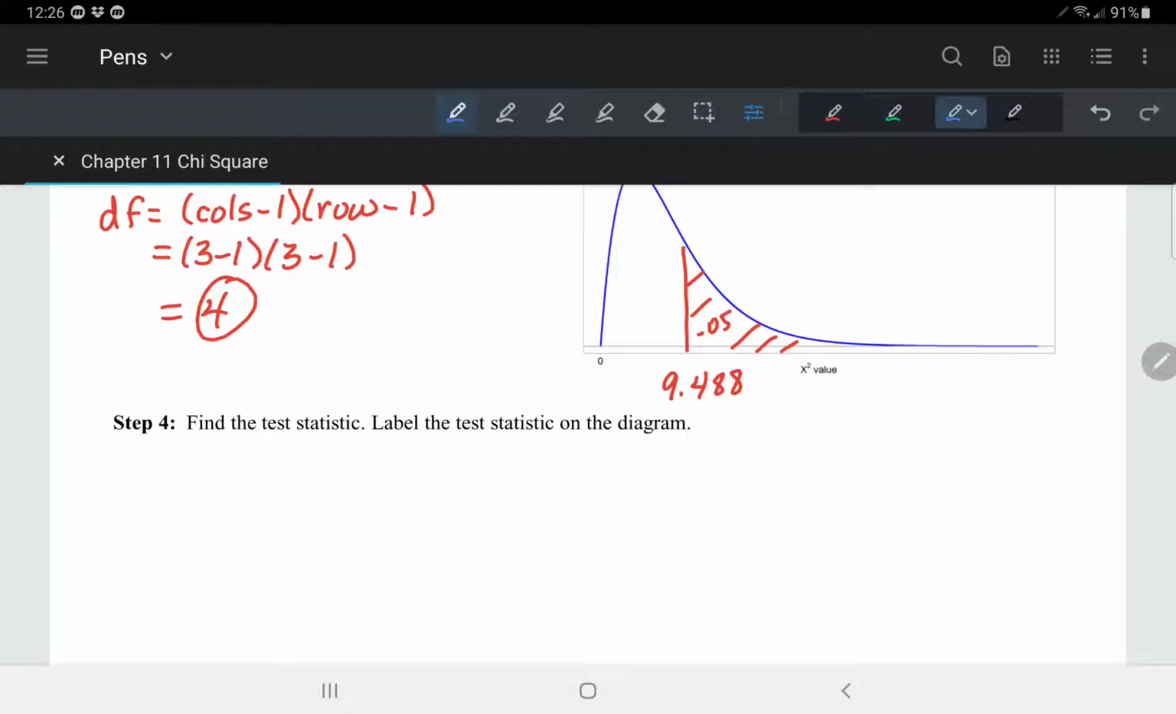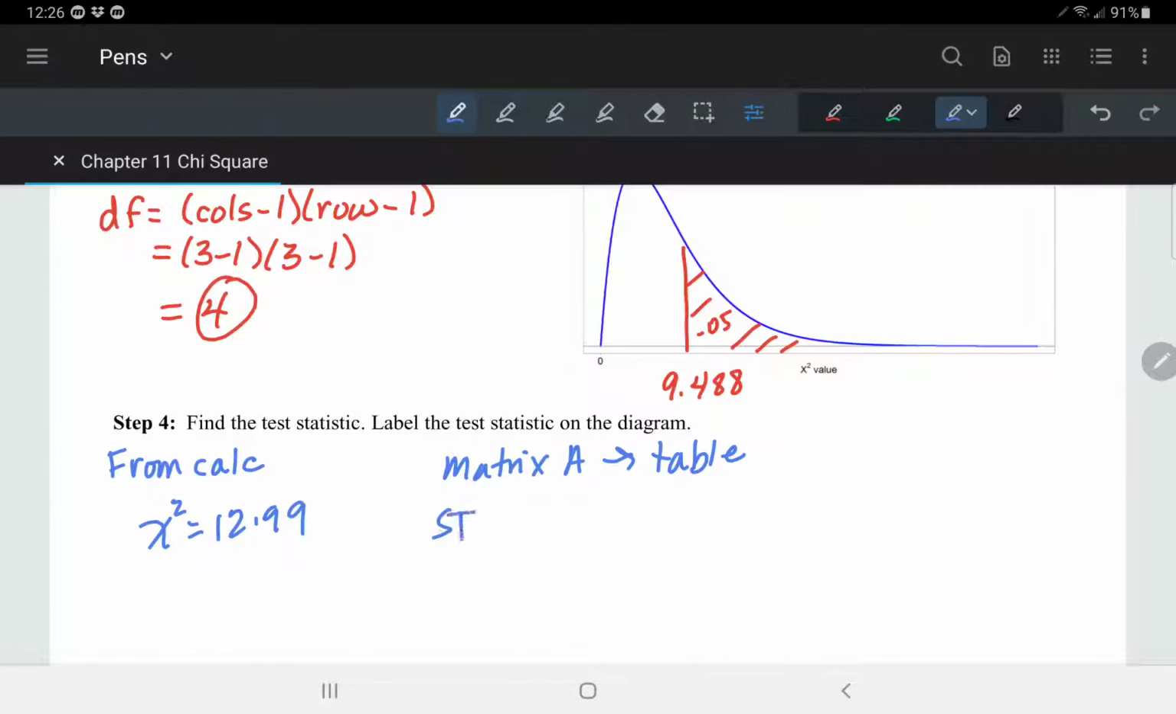Now we need to calculate the test statistic and label this test statistic on the diagram. Using our calculator, we will get that chi-squared is equal to 12.99. We do this by putting the contingency table from above into matrix A. Then remember, you go to stats, tests, and you want to pick the chi-squared. The observed go in A, the expected go in B. We'll leave that blank, and then you hit calculate. When you do so, we will see that chi-squared is equal to 12.99.